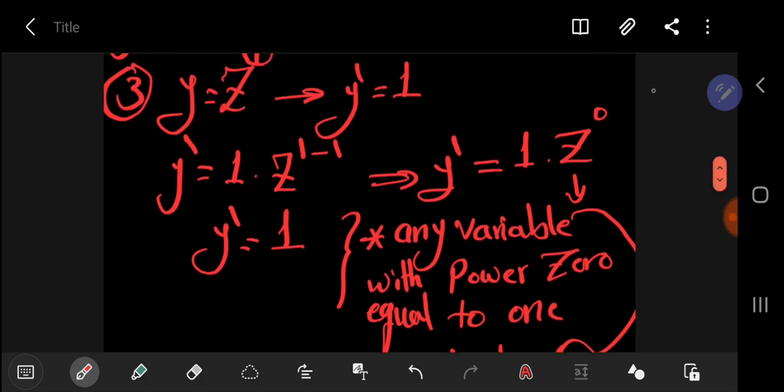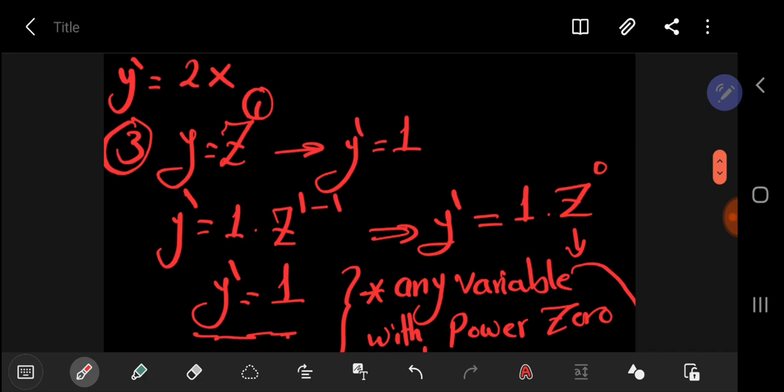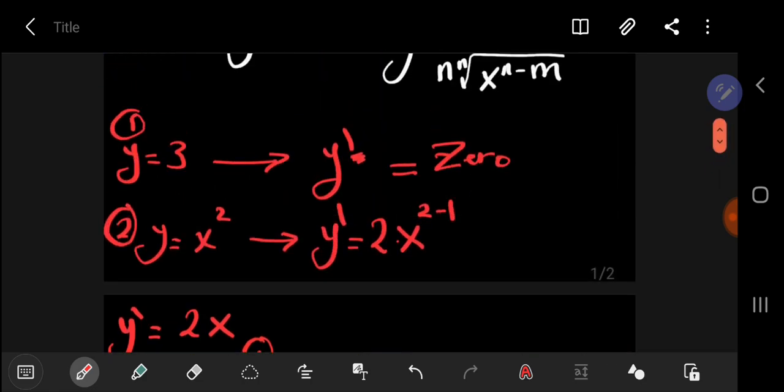We took it before in the first month, with the exponential rules. So the result is y prime equal to 1. So I will take it as a special case. Any variable with power 1, its derivative will be 1. Okay? Any variable with power 1, its derivative is equal to 1.